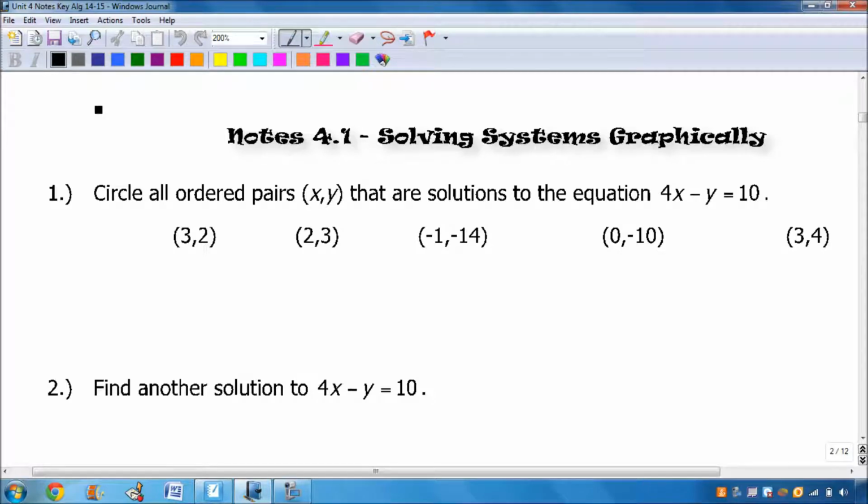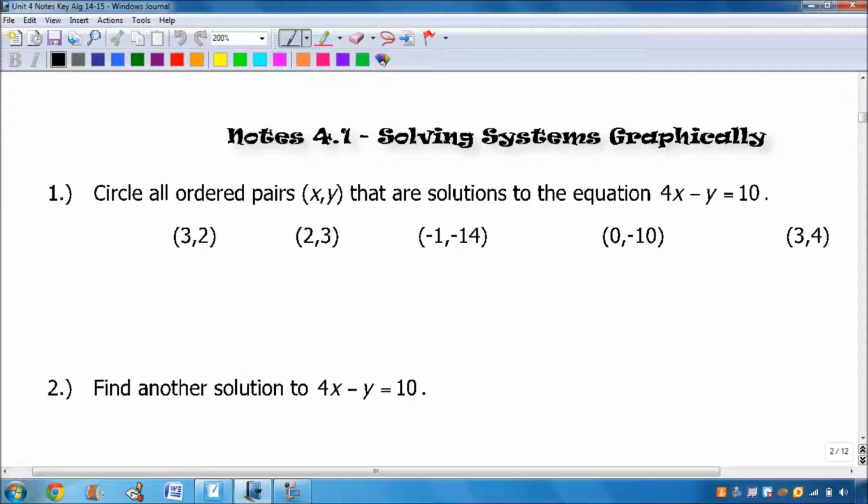Okay, notes 4.1 are on solving systems of equations graphically. By the time we're done with this unit, we will learn how to solve systems of equations using several different methods. Today's lesson is on solving them by graphing. So before we do that, let's look at question number 1. Circle all ordered pairs that are solutions to the equation 4x minus y equals 10.